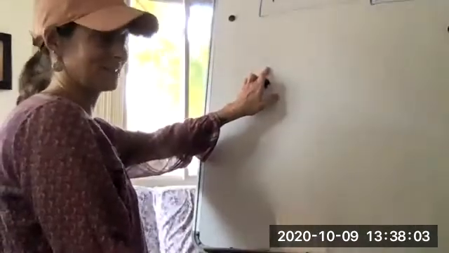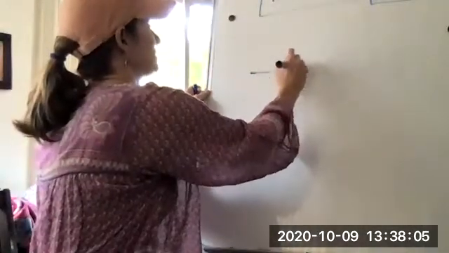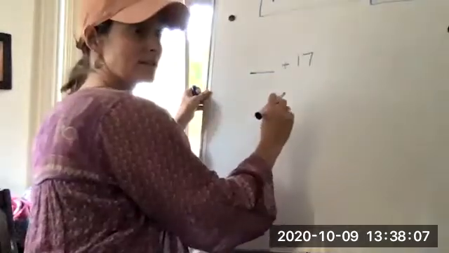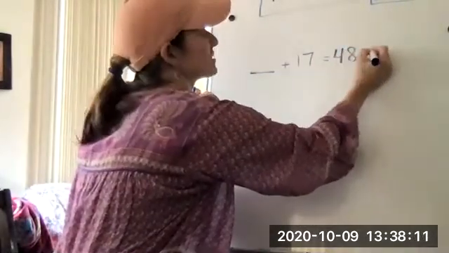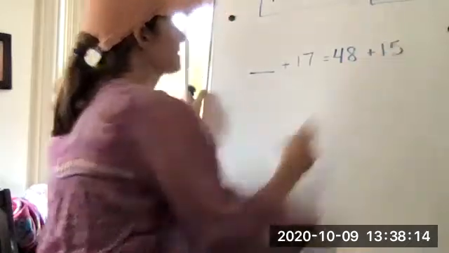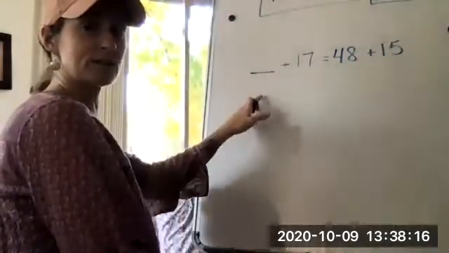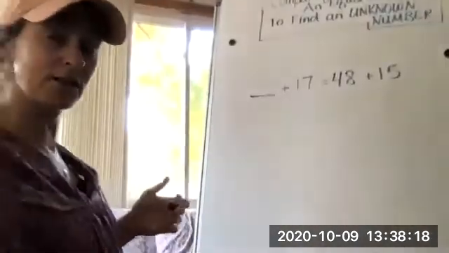So let's say our unknown was on the left side. Unknown plus 17 equals, we're going to do 48 plus 15. Okay. So it doesn't matter where your unknown is. Your job is to still balance out the equation.